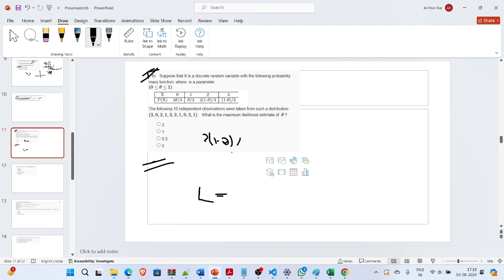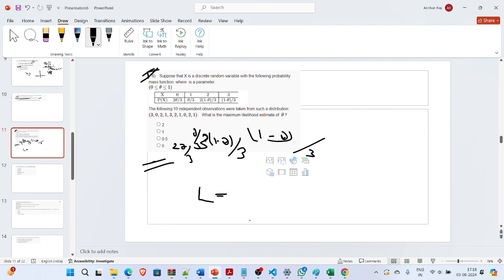Actually, for 0 it is 2 theta by 3. For 1 it is theta by 3, and for 3 it is 1 minus theta by 3. Okay, sir, got it. So this is theta by 3.